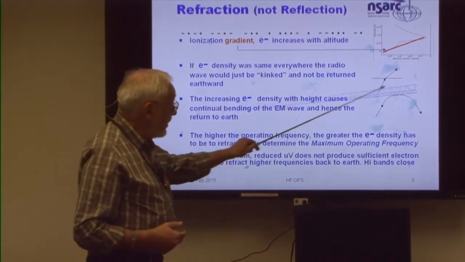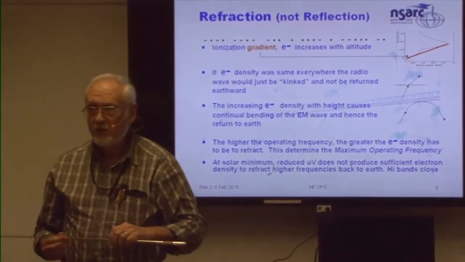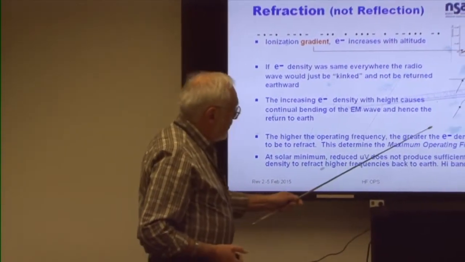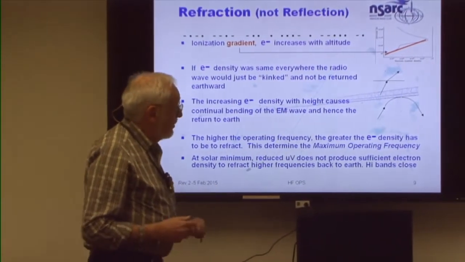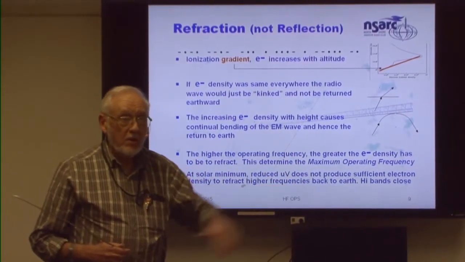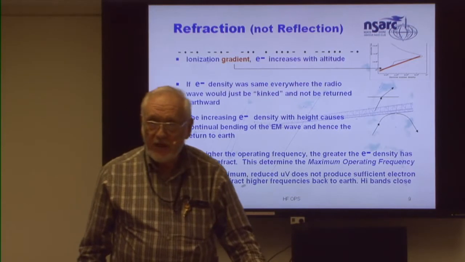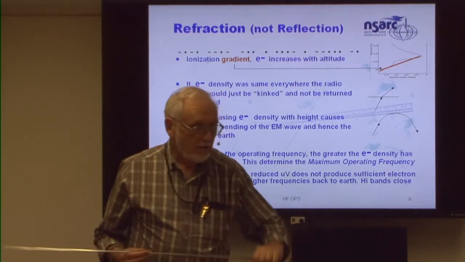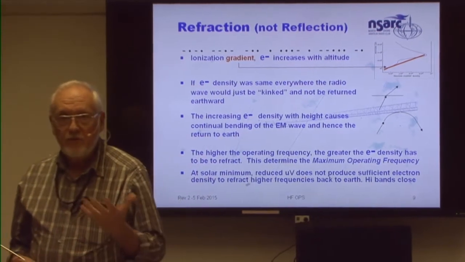If it was just a flat line, this whole hobby would be a dud, at least HF would. So this is what's going on up there. The wave is being refracted back down to Earth. When it comes back down to Earth, it can be reflected because you don't have the gradient there. It's just a reflective surface.